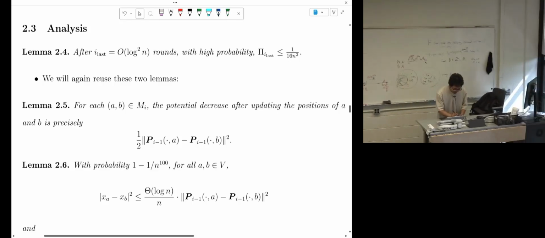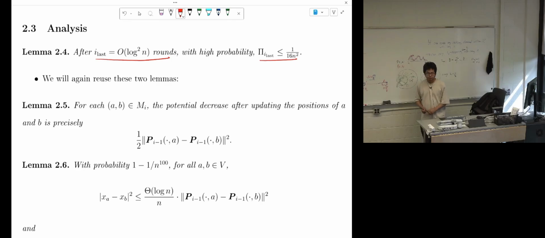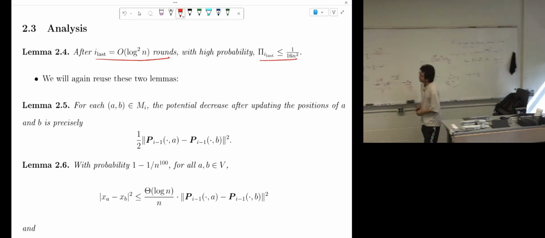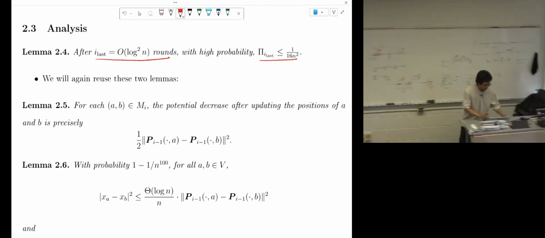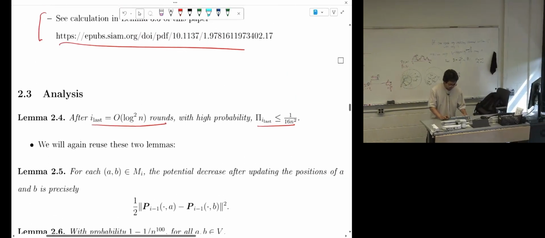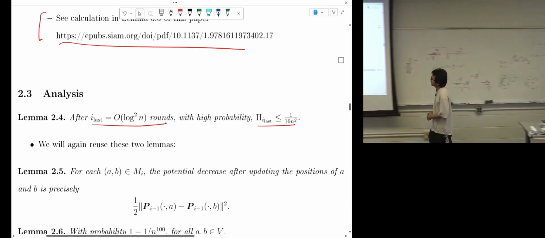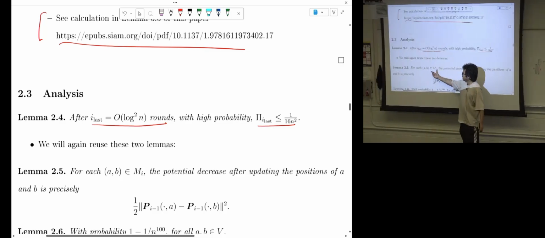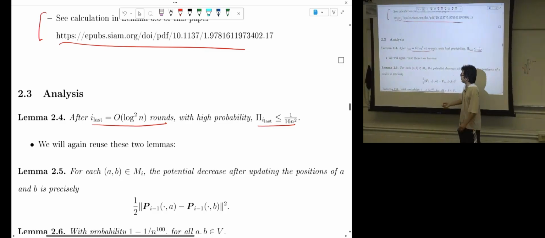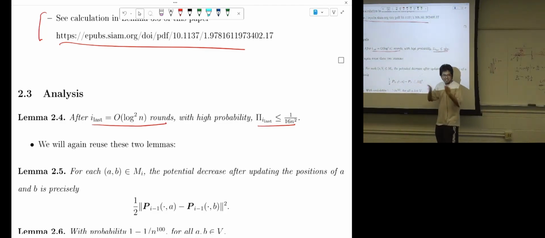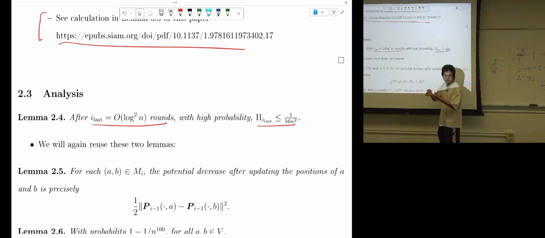So the claim is that after a few rounds, the potential is small. If we can do this, then we're done. And we're gonna use two lemmas that we discussed yesterday. The first is that when you have a matching edge, after you average the two points, it reduces the potential by basically the distance of the two endpoints squared.